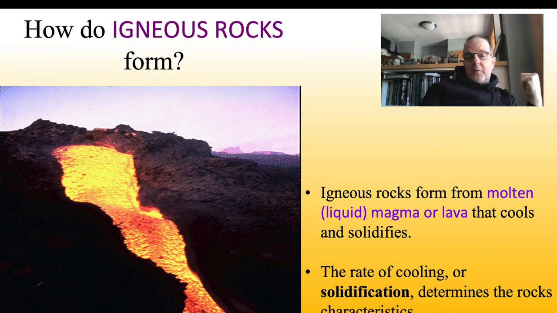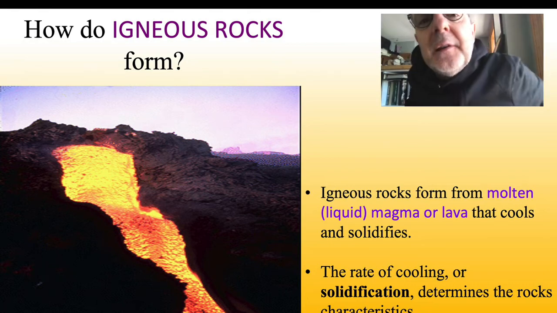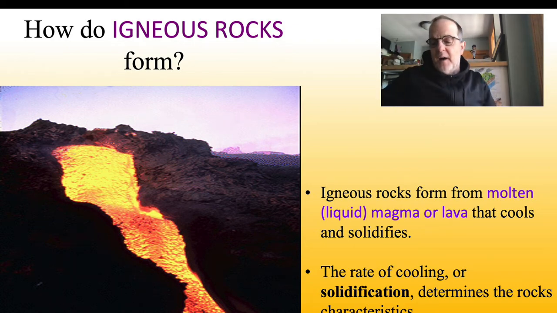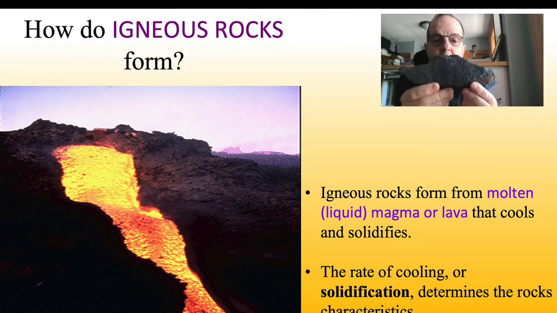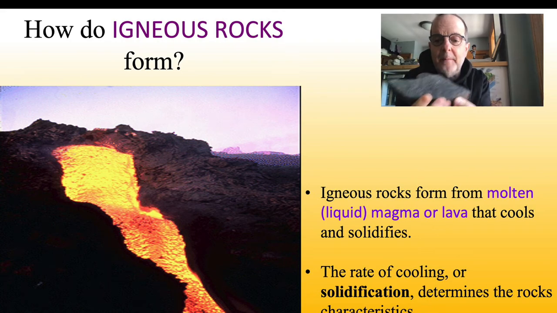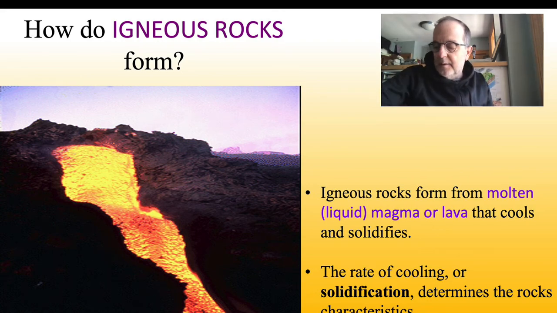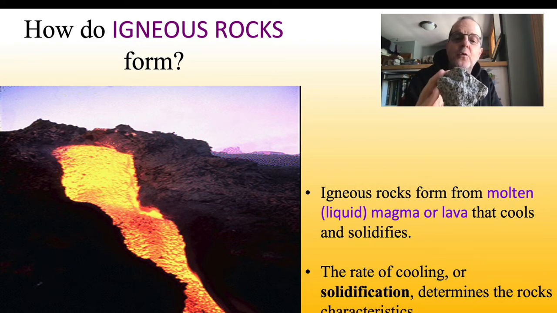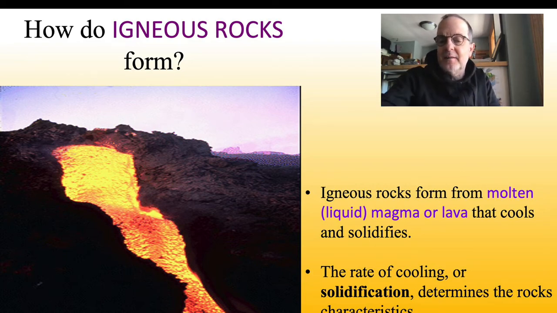How do igneous rocks form? We begin with the beginning. Igneous rocks form from molten liquid, magma under the earth, lava near the surface, that cools and solidifies. This was lava that cooled and solidified. This rock formed from magma that cooled and solidified.